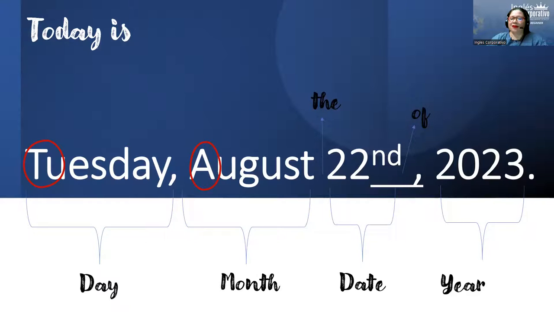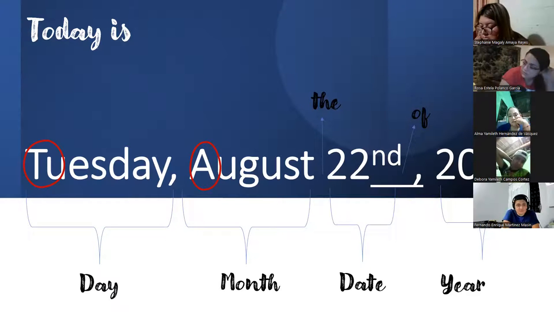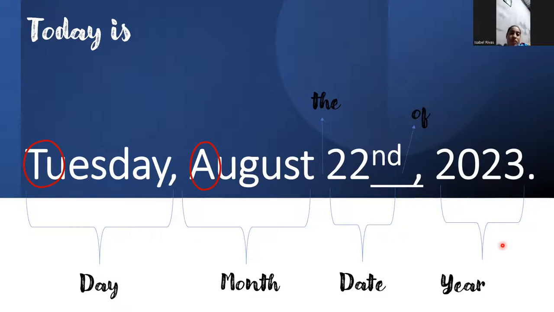Today is Tuesday, August the 22nd of 2023. Very good. Thank you very much. Fernando Enrique, what's the day today? Today is Thursday, August the 22nd of 2023. All right, the 22nd, remember? The 22nd of.